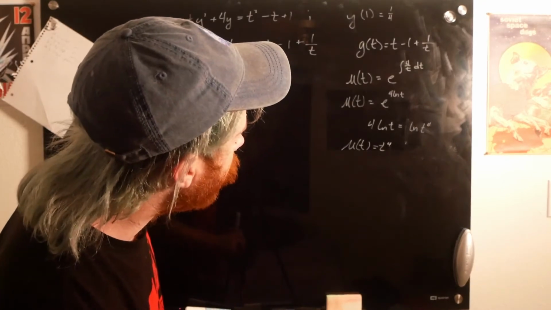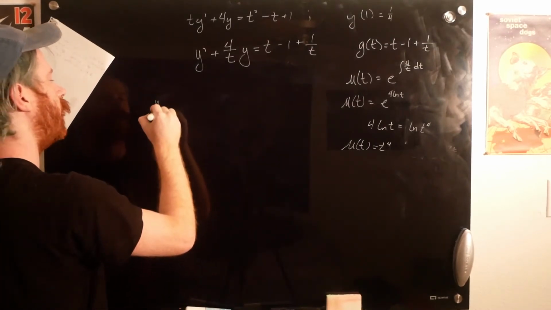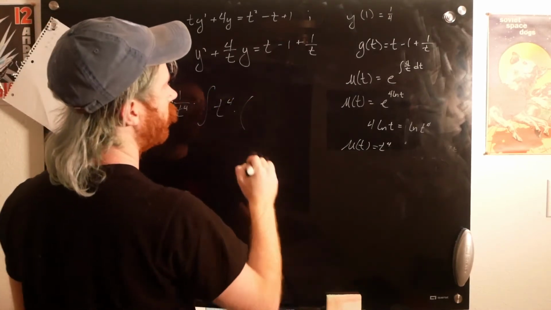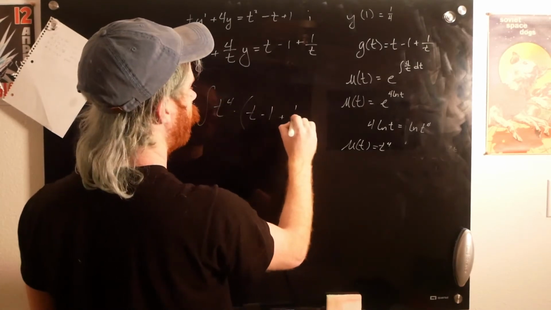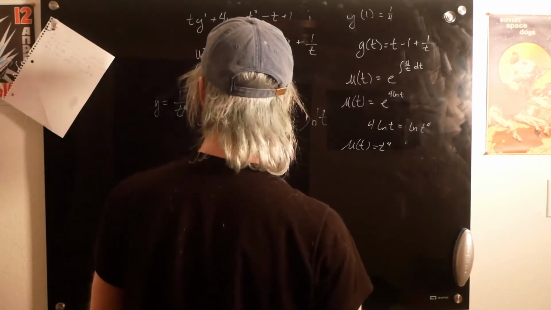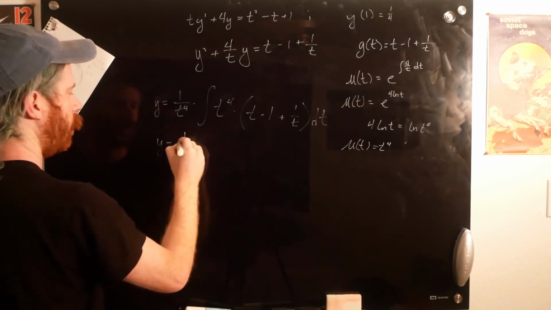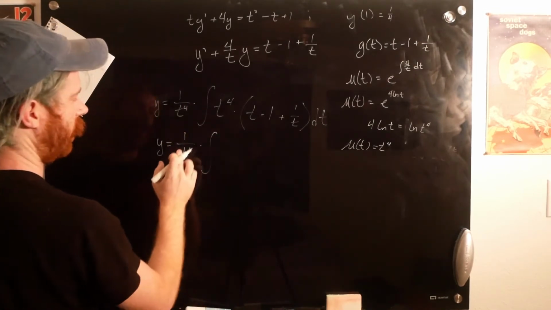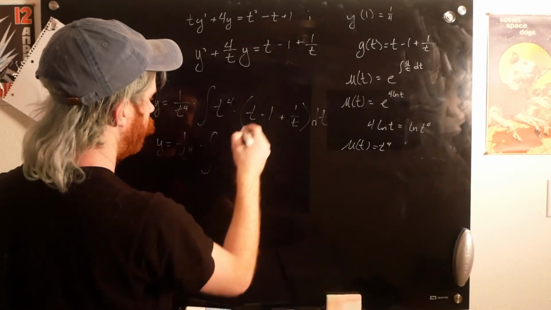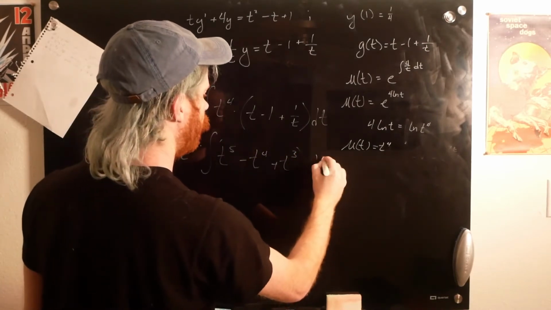So now that we have that, we can go ahead and set up our integrating factor. Now, 1 over t to the 4th, y equals 1 over t to the 4th times the integral of mu of t, which is t to the 4th, times g of t, which is t minus 1 plus 1 over t, dt. Okay, so now we can go ahead and distribute this t to the 4th to each term inside the integral, not like this in here, but you know what I mean. That would be totally illegal. So it's going to be t to the 5th minus t to the 4th plus t to the 3rd dt.